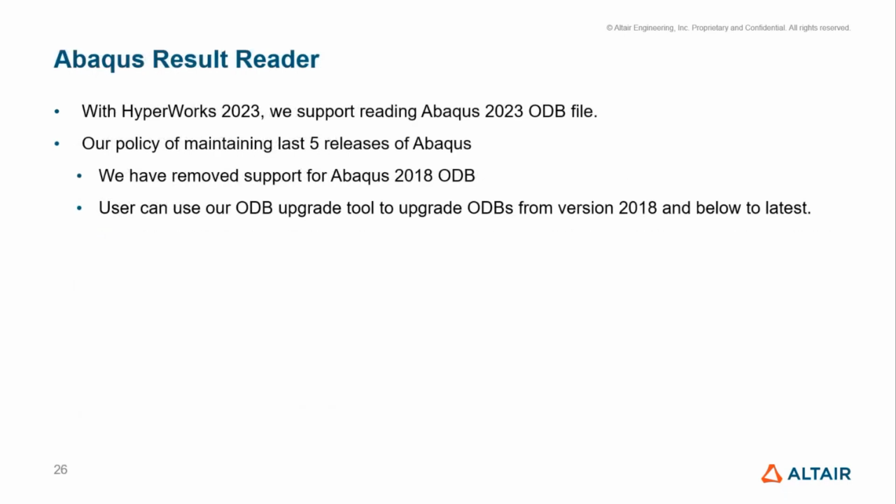And to end, I just want to mention that we do support Abaqus 2023 ODB files with our HyperWorks 2023. That comes with a small cost. We have a plan in place that we will support the last 5 releases of Abaqus, which means that in 2022 we were supporting 2018 to 2022, and now since 2023 is supported, we removed the support for 2018. But that doesn't mean that users of 2018 or before will not be able to use it. They can use our upgrade tool to upgrade to one of our latest versions and seamlessly post process.